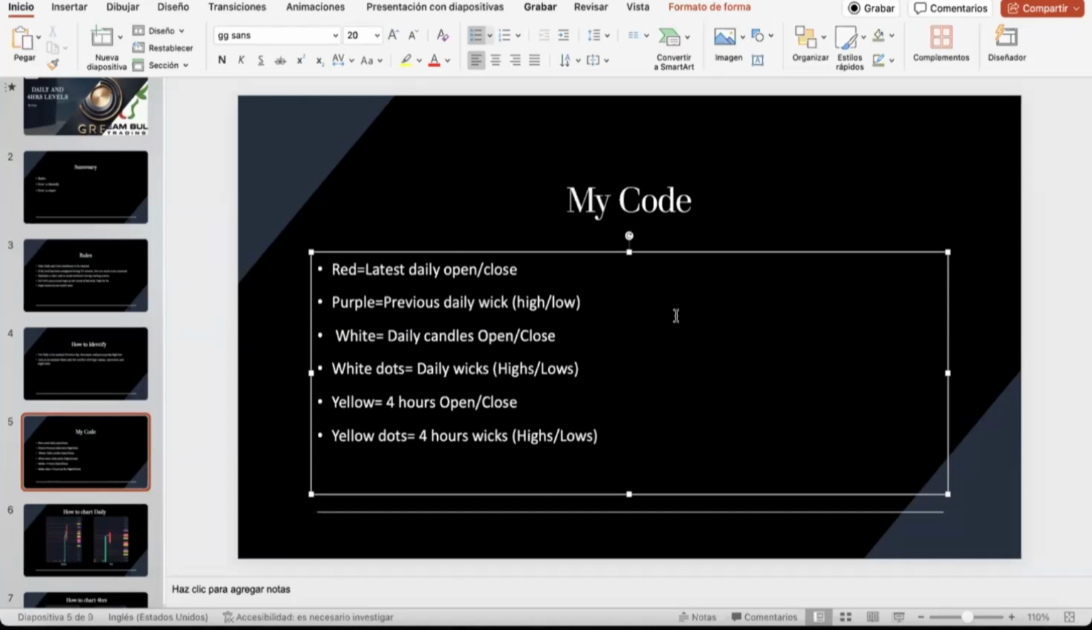So every time in the morning that I'm planning my scenarios, I focus on these levels. That's what I see to make these scenarios. I look at the proximity of these levels and make the scenario.